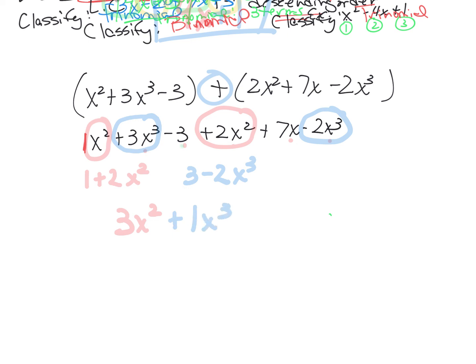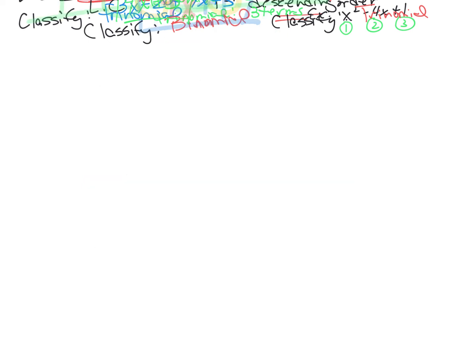Now I have a negative 3 and I have a 7x. Those are not like terms. So I'm just going to bring my 7x down and my negative 3. You cannot combine unlike terms. And that is my answer. It's not in standard form. That's okay. You don't have to put them in standard form unless I ask you to. Okay? All right, now let's look at difference.